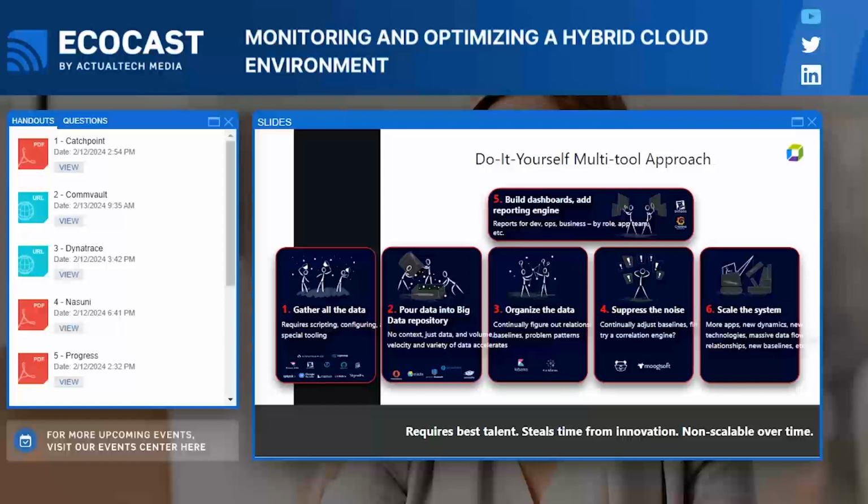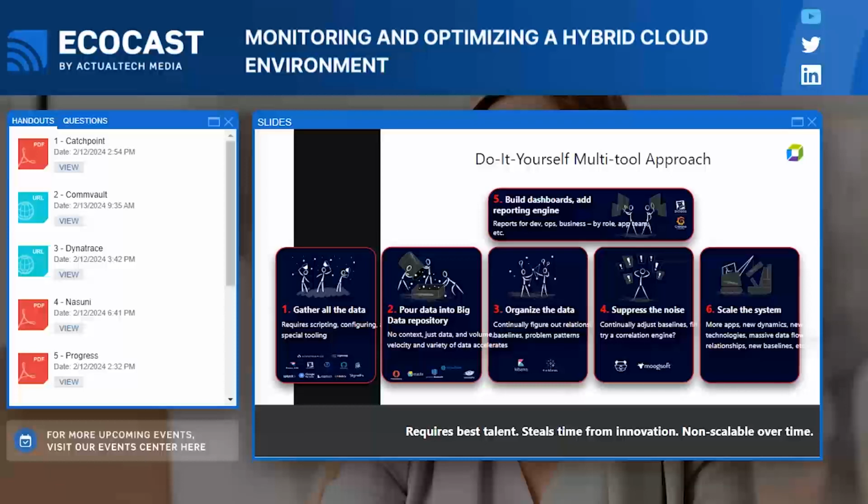When you go for the do-it-yourself multi-tool approach, it can seem like a potentially cost-effective solution in the beginning. But when you look at all of the steps that go into making that happen for your organization, you're thinking about how do you gather all the data that you need and how much it requires scripting and configuring and different special tooling. And then getting all that data into one big data repository.